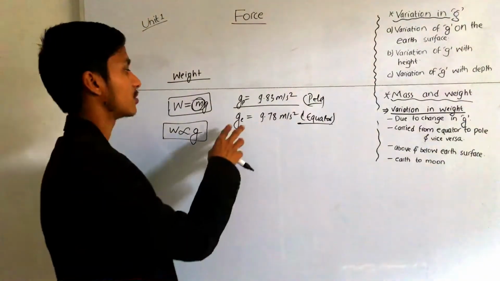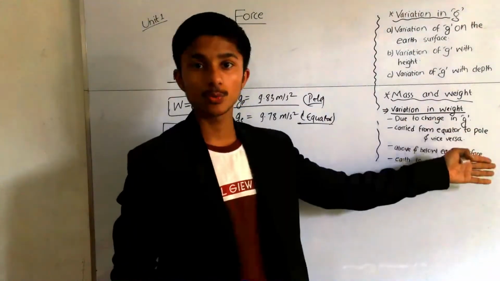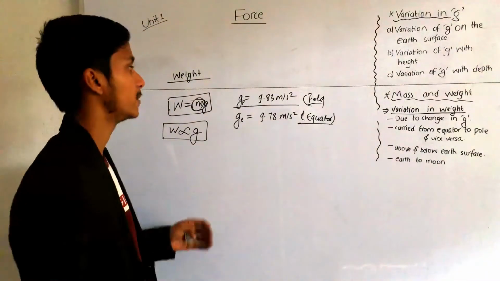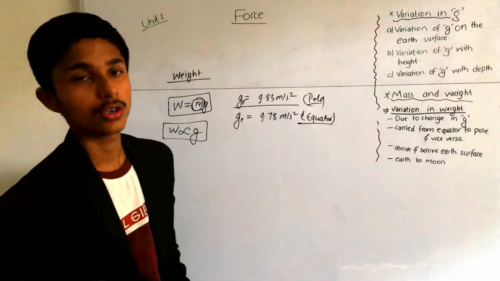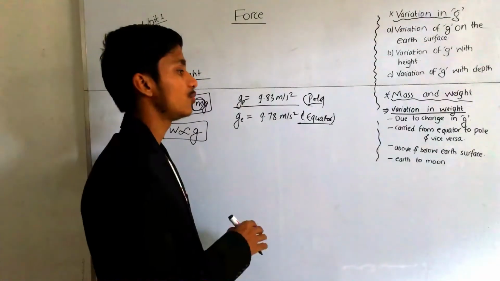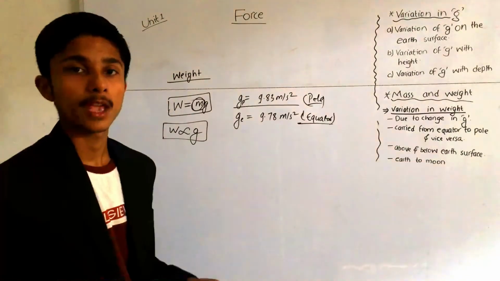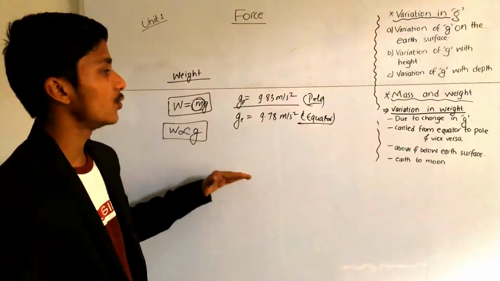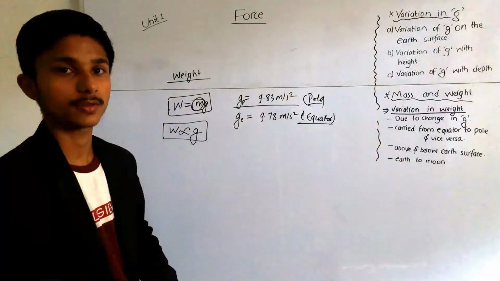Only acceleration due to gravity is changing. When we carry any object from equator to pole, the weight of the object increases, because an increase in the value of acceleration due to gravity causes an increase in the weight also. Okay, now we move to the next factor, that is above and below the Earth's surface. What will be the change in weight when we carry any object from above the Earth's surface and below the Earth's surface?